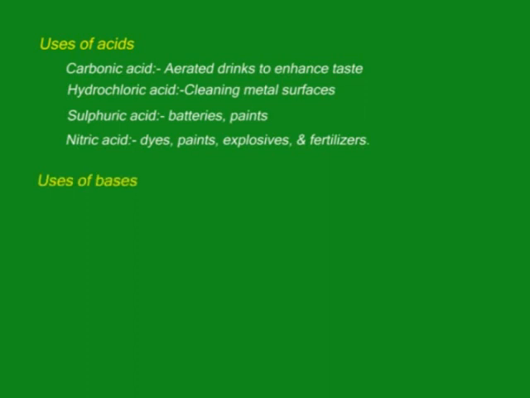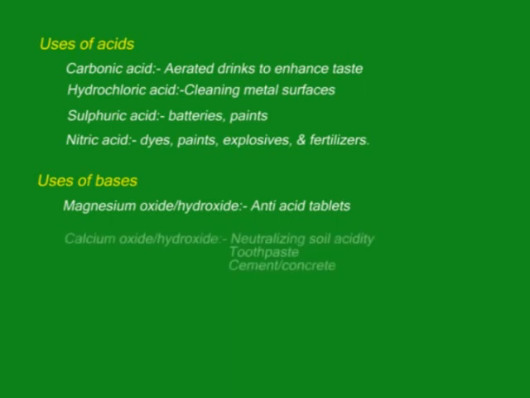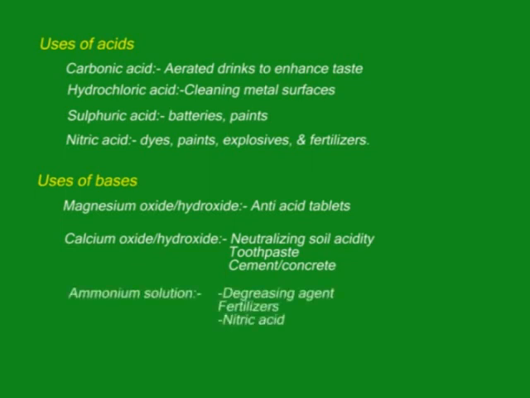Bases, uses of bases. Magnesium oxide or hydroxide is used as an anti-acid tablet. Calcium hydroxide or calcium oxide are used in neutralizing soil acidity. They are also used in cement or concrete making and also in toothpaste. Ammonia solution is used as a degreasing agent, manufacture of fertilizers, and manufacture of nitric acid. Sodium hydroxide is used in the manufacture of soaps and also as a degreasing agent.